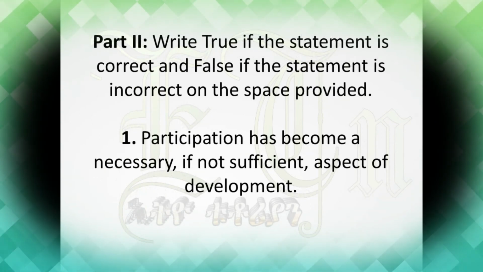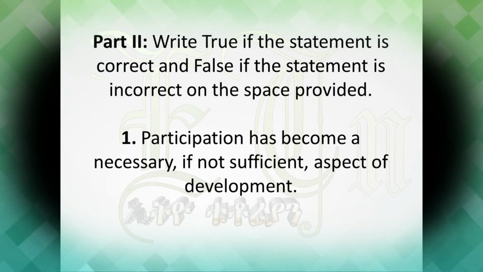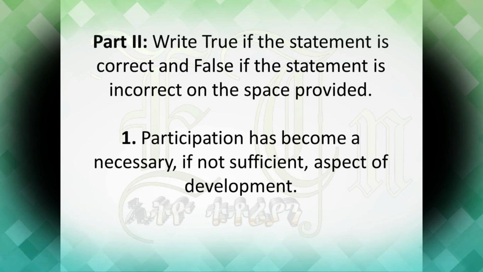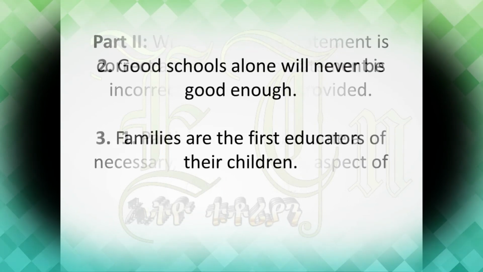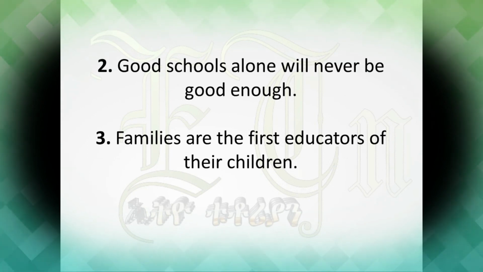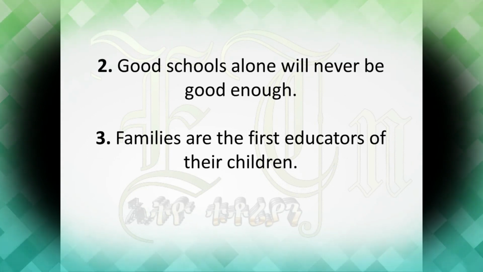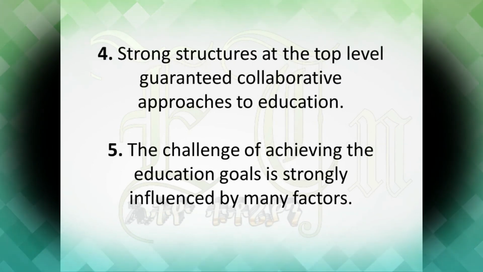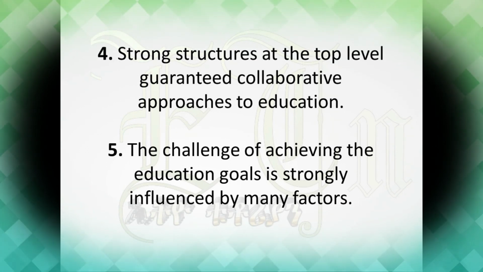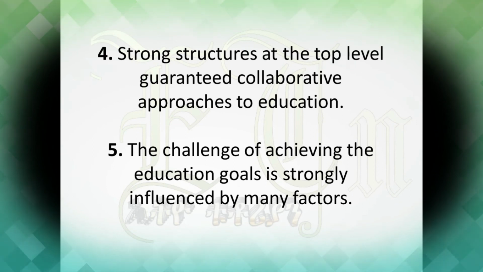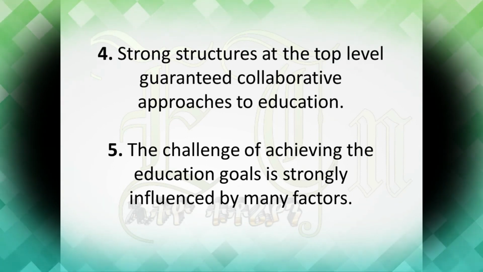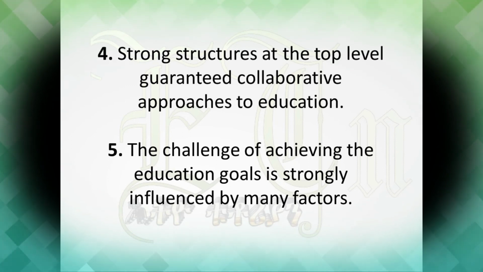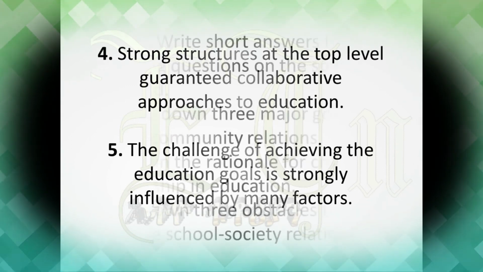Part 2. Write true if the statement is correct and false if the statement is incorrect on the space provided. 1. Participation has become a necessary, if not sufficient, aspect of development. 2. Good schools alone will never be good enough. 3. Families are the first educators of their children. 4. Strong structures at the top level guarantee collaborative approaches to education. 5. The challenge of achieving the education goals is strongly influenced by many factors.